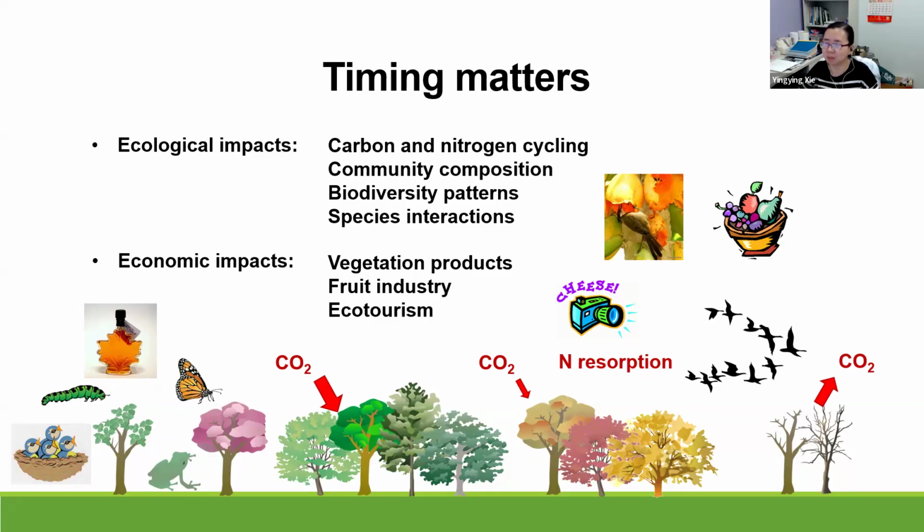Because this is not just about plants, it's also about animals interacting with plants. So you can imagine, right? When the flowers show up, they provide a food source for pollinators. And of course, the plants also benefit from pollinator occurrence.